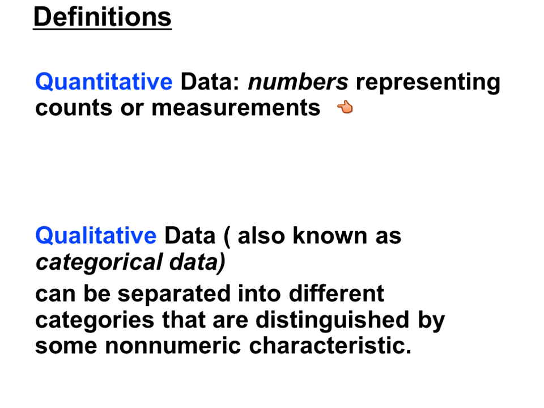So quantitative data, it says here, are numbers that represent counts or measurements. So quantitative data are numbers. Qualitative data is also called categorical data, and they can be separated into different categories that are distinguished by some non-numeric characteristics. So the definition explains it to us this way: this is numeric and this is non-numeric. That's probably an easy way of looking at it. Quantitative is numeric, qualitative is not numeric.